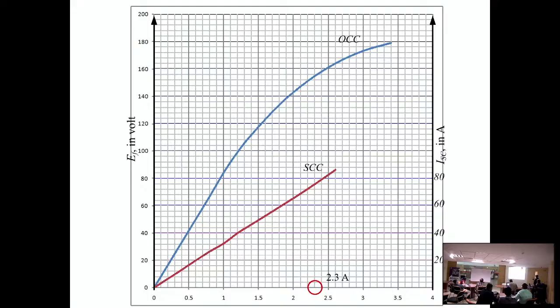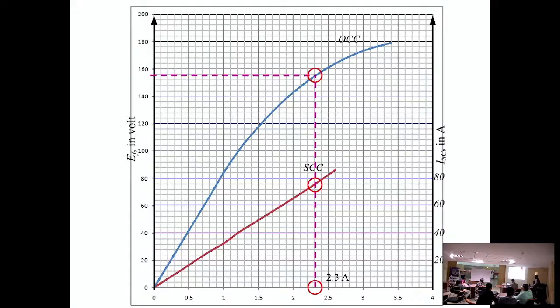We have to select one field current value. So let us select this value, IF equals 2.3. From this point you have to draw one vertical line which will intersect the OCC as well as the SCC at two different points. So this is the intersecting point of SCC, and this is the intersecting point of OCC.